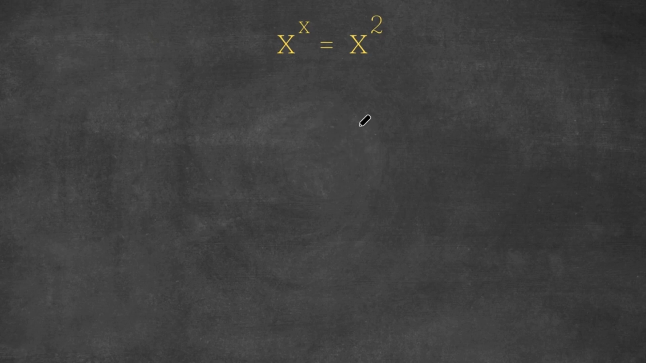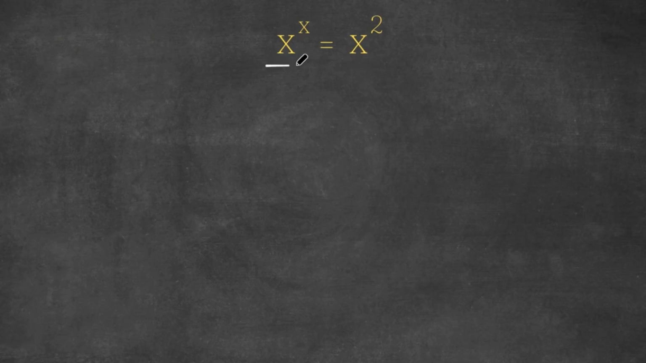In today's video, I'm going to be teaching you guys how to solve this exponential equation. So I have x to the power of x is equal to x to the power of 2. Now, what I'm first going to do is divide both sides by x to the power of x.